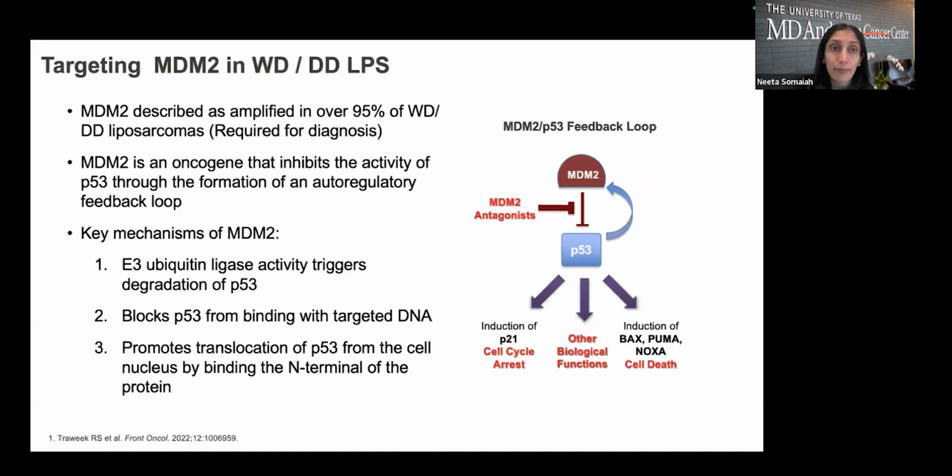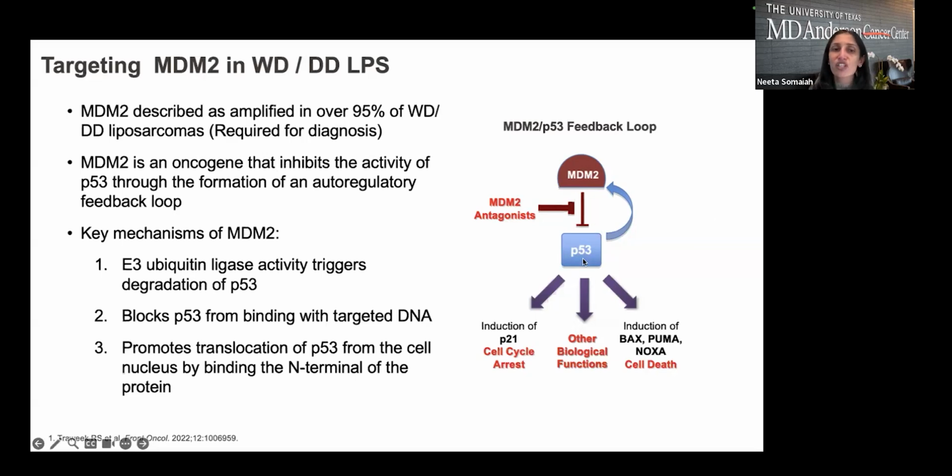So then we talk about targeting MDM2, which is more uniformly overexpressed across all well-differentiated and dedifferentiated liposarcomas. It's almost required for diagnosis. And what is MDM2? Normally, it has the activity of inhibiting P53, which is a tumor suppressor. I did mention P53 earlier because it's mutated in pleomorphic liposarcomas, which means it's not functioning well because it has an alteration in P53. In these liposarcomas, P53 is normal, but you have excessive MDM2, and that is what's causing suppression of P53.